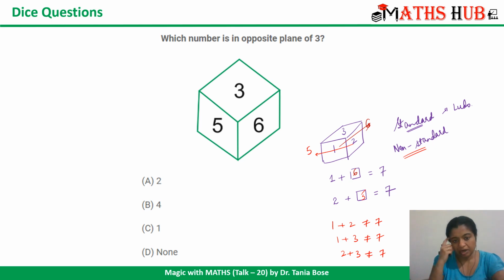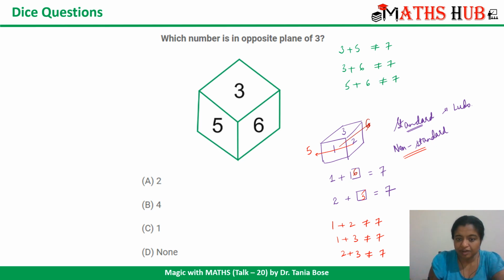Now how to check whether it is a standard dice or a non-standard dice? Just check the sum of the faces which are given to you. If you start checking, you can see that 3 plus 5 is not equal to 7, similarly 3 plus 6 is not equal to 7, and 5 plus 6 is not equal to 7, right? So if the sum of the faces shown to you is not equal to 7, then it is a standard dice.